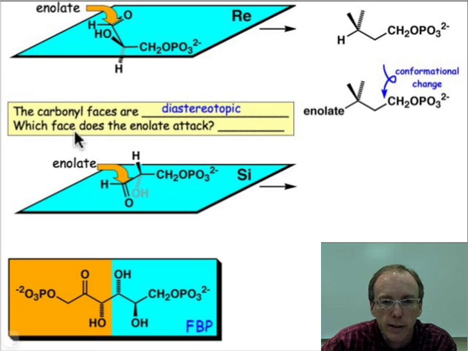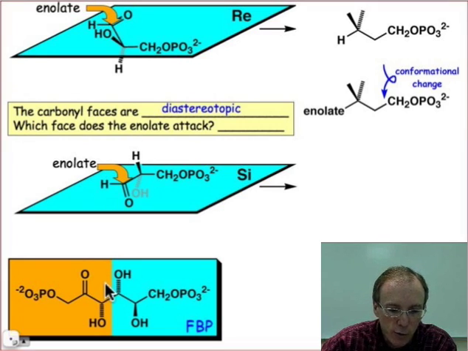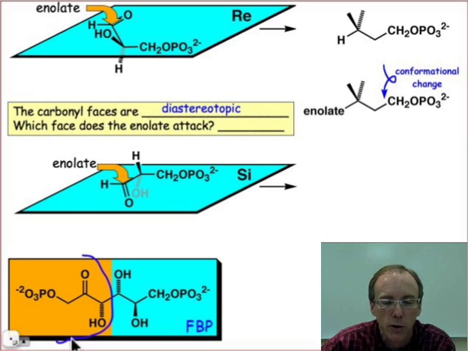Which face does the enolate attack? Is it the re face or the si face that leads to the configuration that's shown down here? Well, we're not going to worry about the details of the enolate. We're just going to call that orange portion, everything that's over to the left-hand side of this molecule, the enolate, and what we're really focused on is how to generate that stereocenter there.